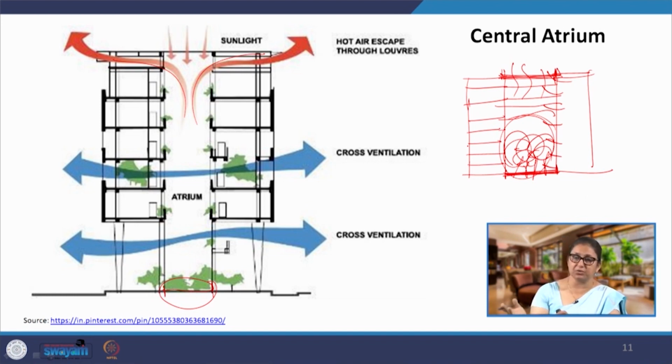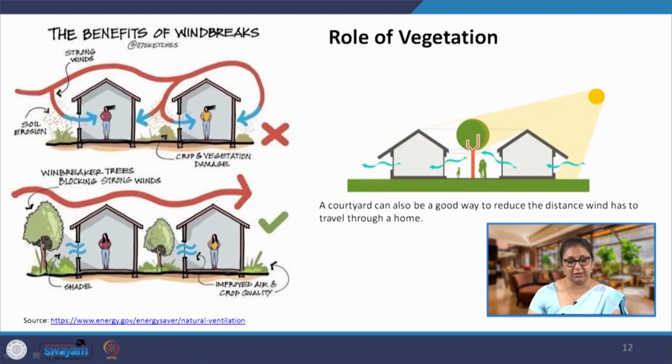In addition, we are not discussing daylighting here, but most of these strategies will also help in bringing in some daylight. So, we will also have to weigh the benefits that are coming from reduction of requirement of energy for artificial lighting.